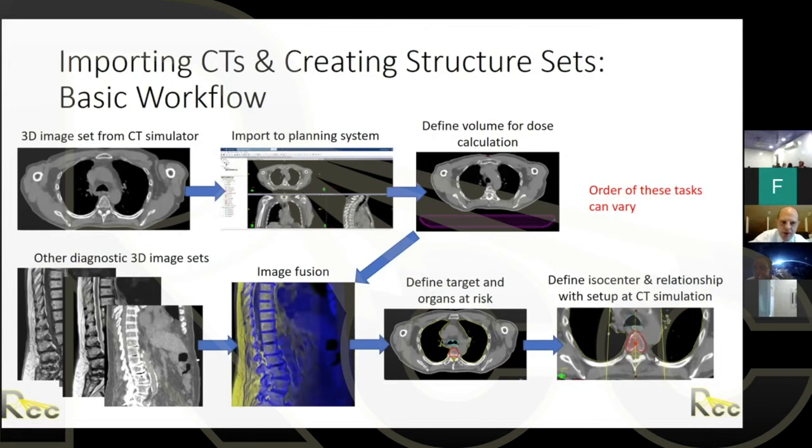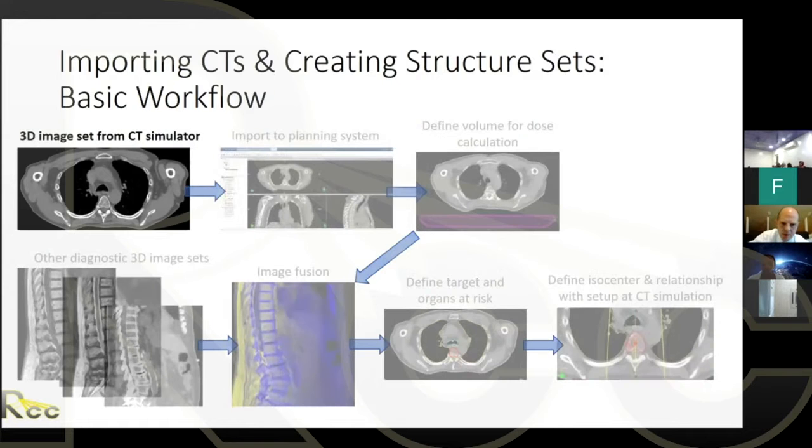Even if we take multiple image sets, you can see on the top left we have one image that was acquired at CT, and then maybe some other diagnostic images on the bottom left. Those are fused in the planning system, so we have all that information there. We still have to define one of those that's going to be used for dose calculation. And that's going to be our planning CT.